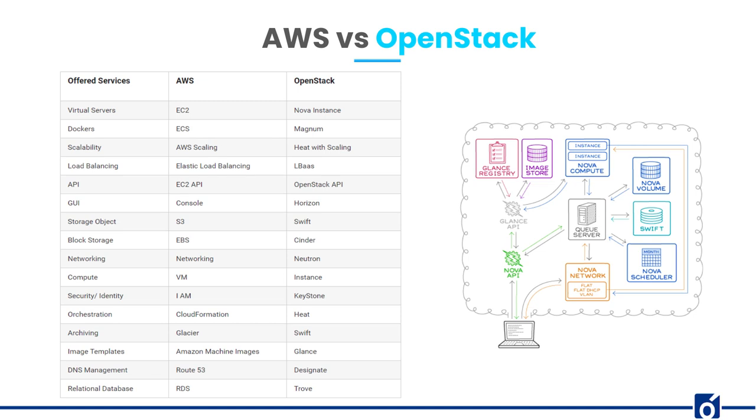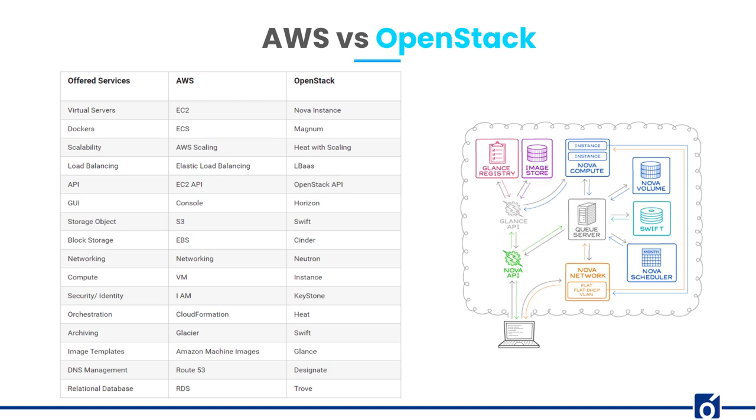Then we have API. You can see the EC2 API, and you can see the OpenStack API that we can use, like for instances. For GUI, there is the AWS console, but in OpenStack there is Horizon to access the GUI. For object storage, we have S3 in AWS, but in OpenStack we have Swift that stores the data in the form of objects. For block storage in AWS we have EBS, but in OpenStack we have Cinder. For networking, in AWS we have networking, but in OpenStack we have Project Neutron that provides the network functionality to us. Then for compute, we have VMs, and in OpenStack we have instances.